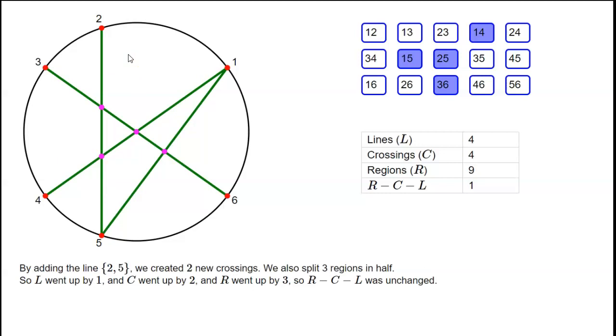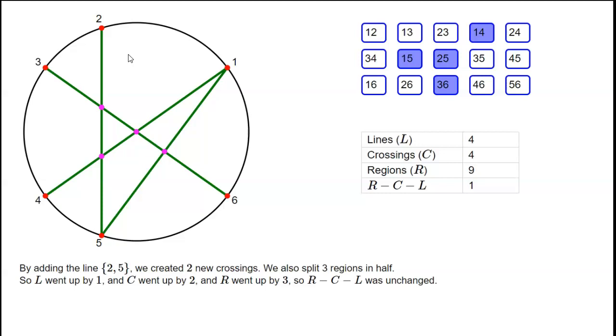So each section creates a new region for us by splitting one of the old regions into 2. So the number of new regions is equal to the number of sections, which is 1 more than the number of crossings. So the number of crossings goes up by a certain amount, and R goes up by 1 more than that. So R minus C is increasing by 1, but this was when we added an extra line, so L increases by 1.